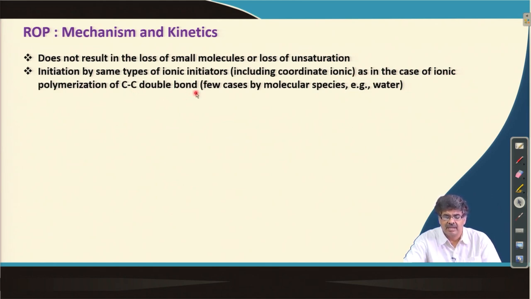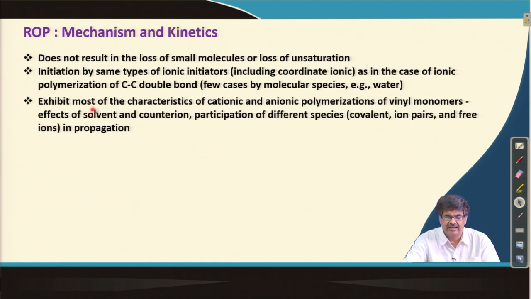So the types of initiators which we explained during ionic chain polymerization, like cationic initiators and anionic initiators, can be used for ring opening polymerization as well. And in some cases molecular species like water can also be used as the initiator for ring opening polymerization. Because the initiation is done mainly by ionic species, the polymerization exhibits most of the characteristics of cationic and anionic polymerization of vinylidene monomers, including the effect of solvent and counter ion.